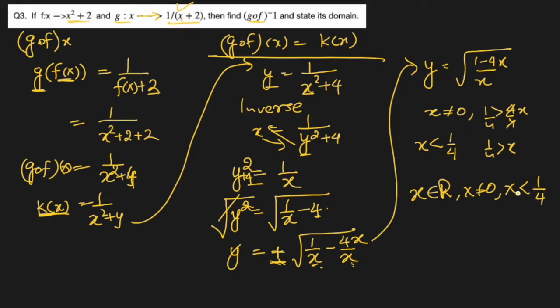What about x is less than 1/4? A negative number will be okay. And here also there is no problem with that domain. So this becomes the domain of this particular inverse function. If we try with others, it is working, so that's fine.